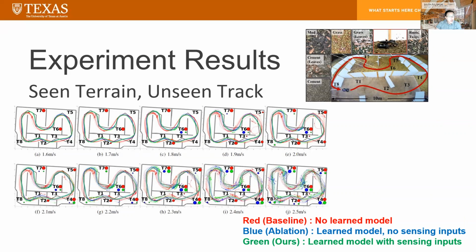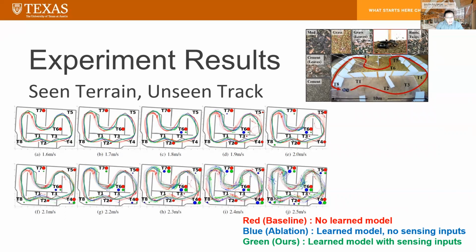So we try these three approaches with different speeds from 1.6 meters per second to 2.5 meters per second. That's the target speed the robot is trying to achieve, to drive as fast or as close to this target speed as possible. And we plot the actual executed trajectories of 10 laps at each speed on the map, on the track. We compare with the desired trajectory, which is a segmented line shown in black.